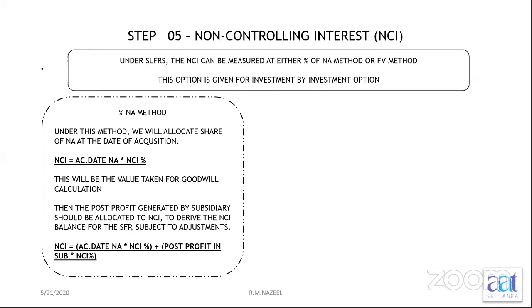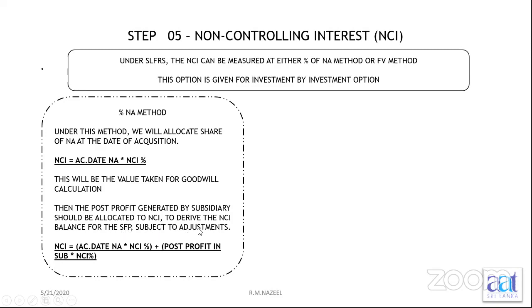So I will let you know how to do it on a question basis. It will be taken to the goodwill calculation, so that we can take the holistic view. After that, the post profit generated by the subsidiary, you need to take the share and take that into the balance sheet. The post profit generated by the subsidiary should be allocated to NCI to derive the NCI for the statement of financial position.